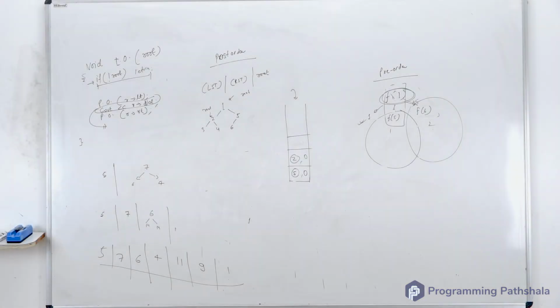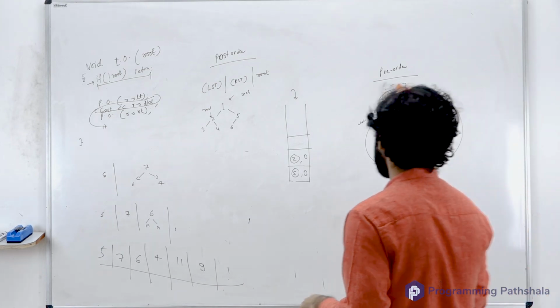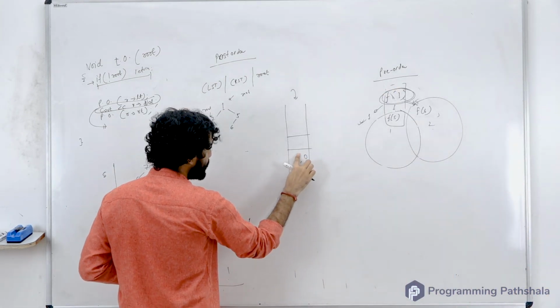Now again in the next iteration, what would happen? Again you would seek the top of the stack. The top of the stack is 2, 0. So whatever is the top of the stack, first take it out.